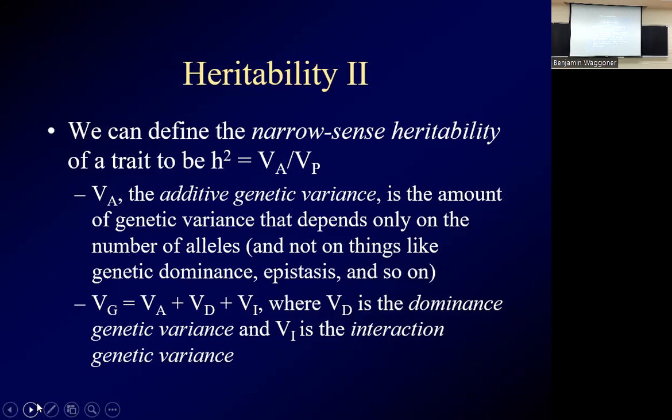Dominance genetic variance is variance in a trait that comes from the fact that some of these alleles are dominant and completely cover others up. And then interaction genetic variance comes from epistasis. What? Genes interacting with each other. What's a good kitty cat example?